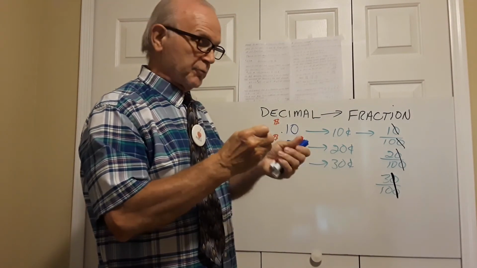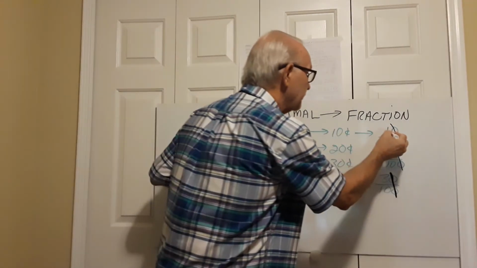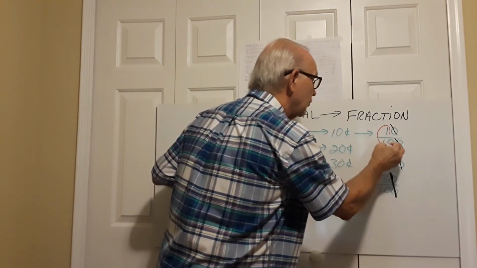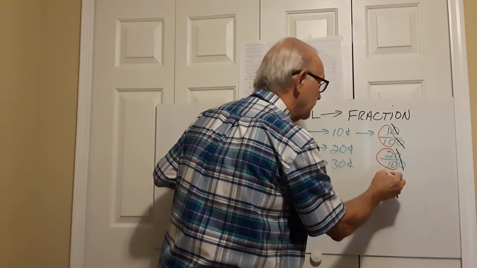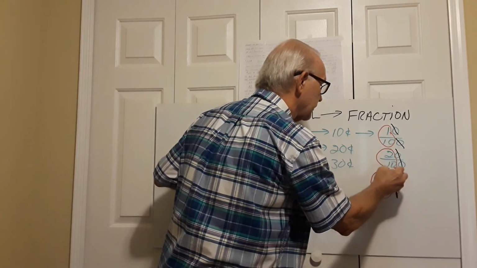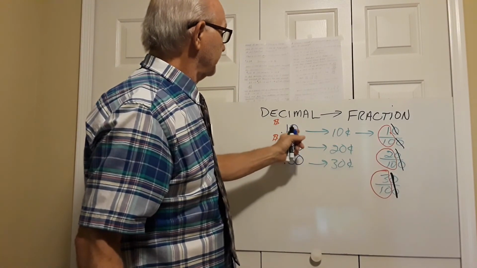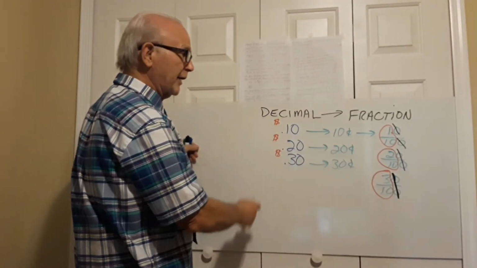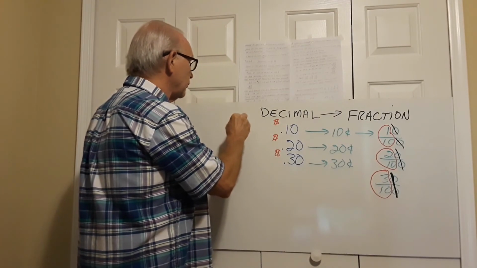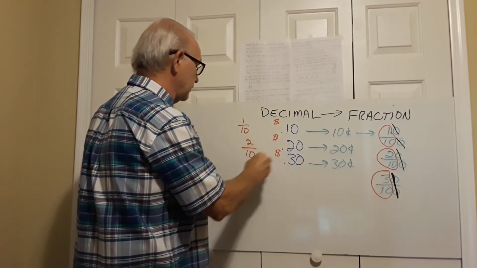So what do we end up with for a fractional equivalent for these? Well, here's a fraction, 1 over 10. Here's 2 over 10. And here's 3 over 10. If you understand this, you're not going to have to do any math in order to simply write in the fractional column over here, 1 over 10. This one is 2 over 10. And this one's 3 over 10.